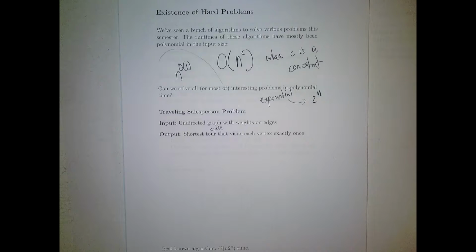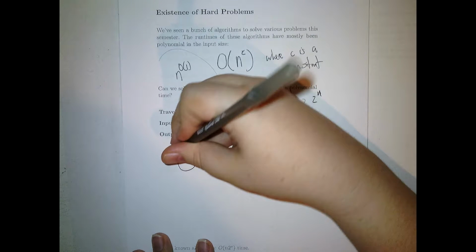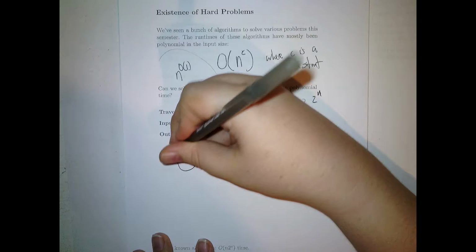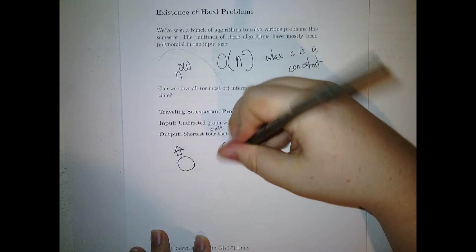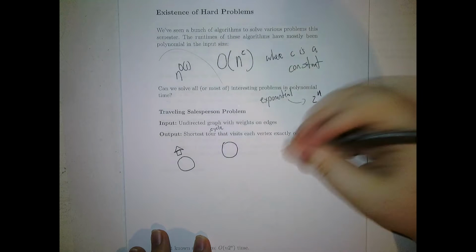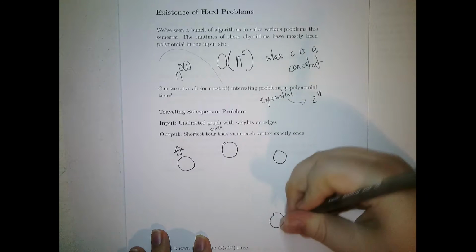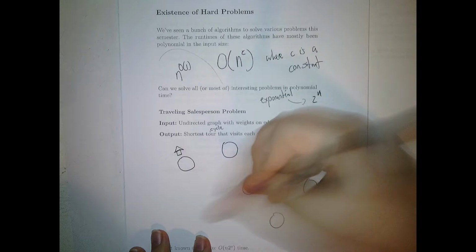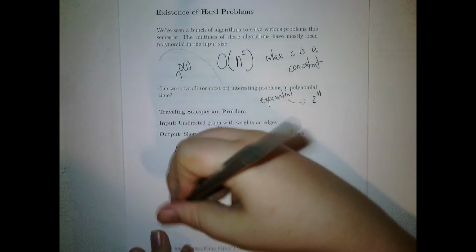Let me draw you an example of that. So let's say you're a traveling salesperson. Maybe this is where they live. Right? This is their place of residence. This is their base of operations. And then let's say all of these vertices I'm drawing, these are cities that they want to go and maybe do some door-to-door selling at.